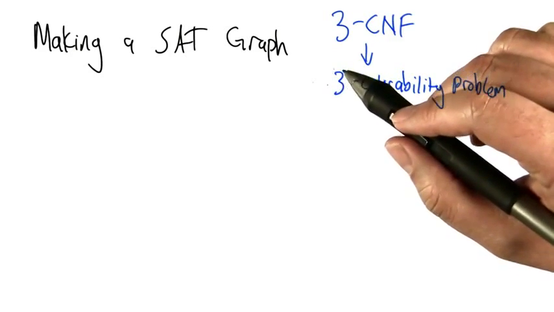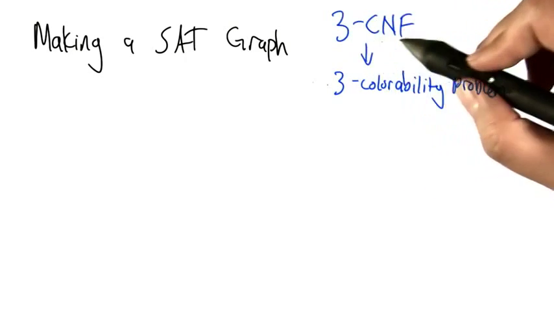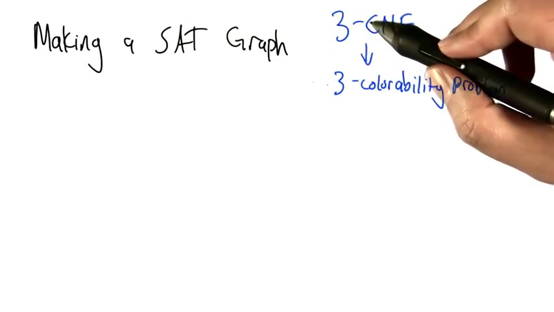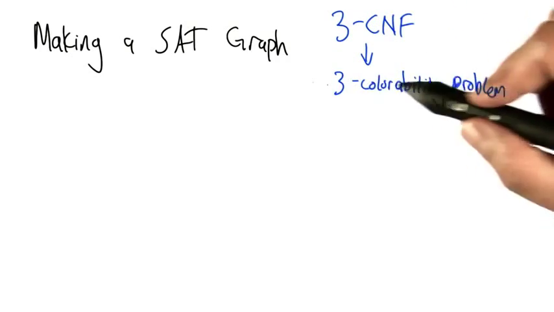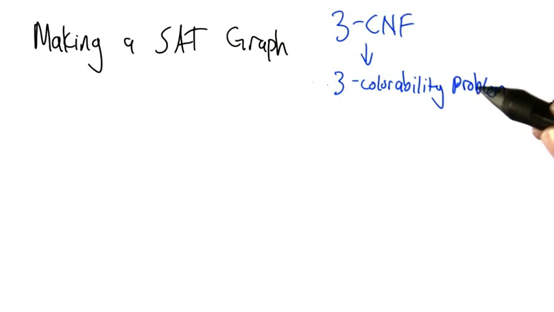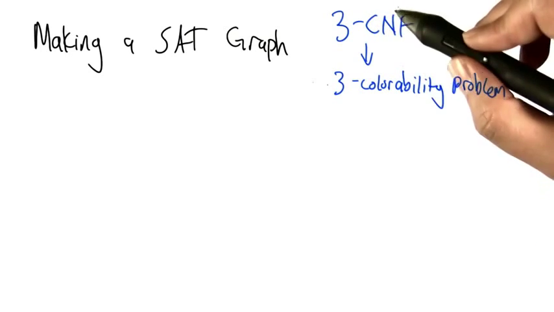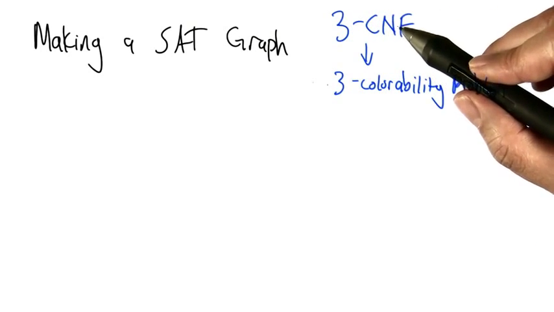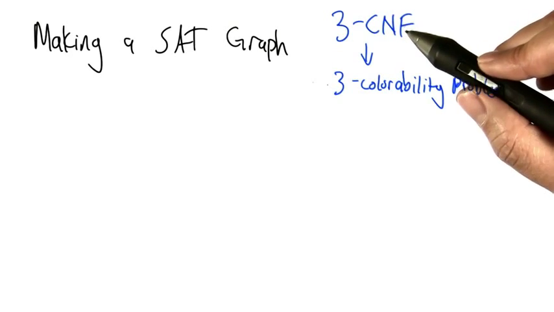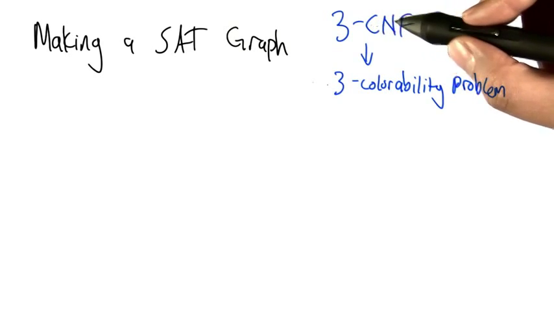And so what we need to be able to do to show that is, if you walk up to me with any 3CNF formula, I can quickly turn it into a 3 colorability problem, which is going to be a graph, such that that graph is 3 colorable if and only if the original formula, the 3CNF formula that we're given, is satisfiable. So CNF here just means conjunctive normal form.